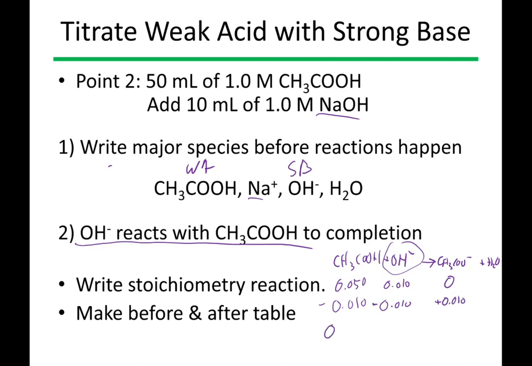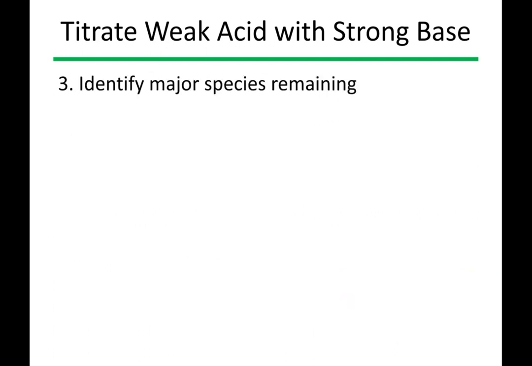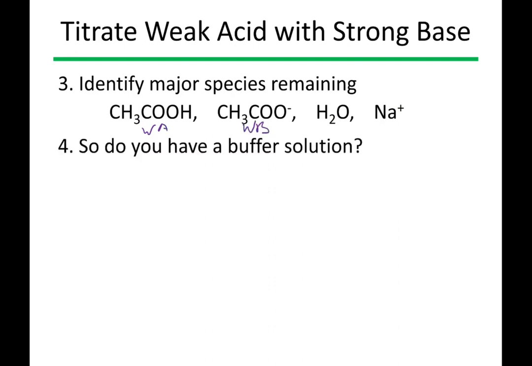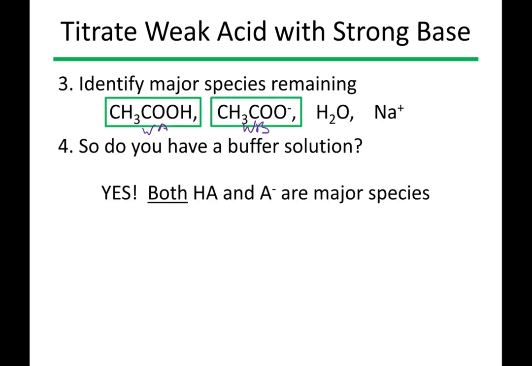And so after this reaction, we have 0.040 moles of the acetic acid left. We've used up all the OH minus, and we end up with 0.010 moles of the acetate. After we've done this reaction, our major species are now the weak acid, its conjugate base, water, and sodium. So do we have a buffer solution? Yes, since we have the weak acid and its conjugate base as major species, we have a buffer.